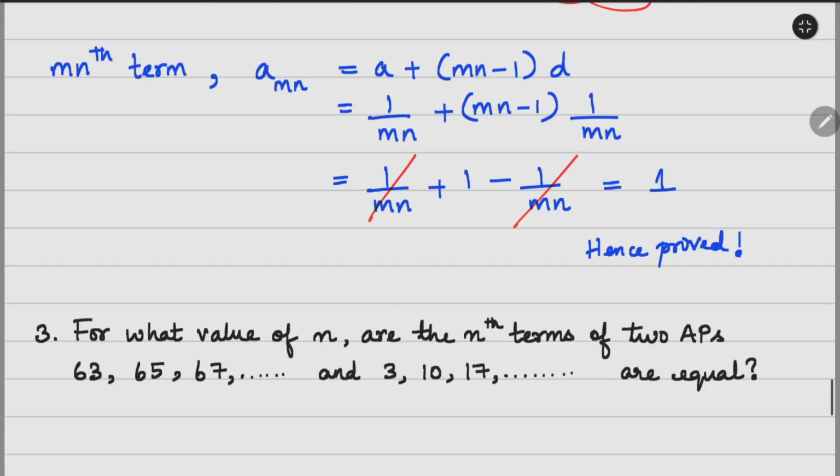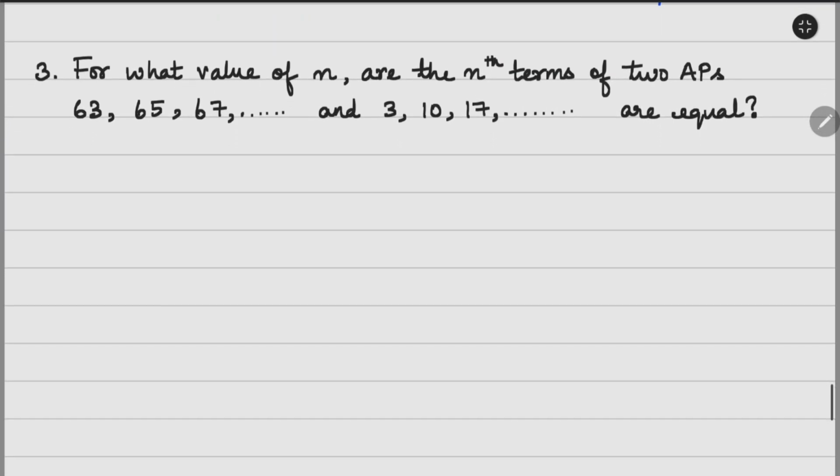Let's move on to the third question. Here it is. For what value of n are the nth terms of two APs, 63, 65, 67 is one AP and 3, 10, 17 are equal. So for what value of n are the nth terms equal? So at some point, one of the terms of the first AP and the second AP has to be equal. So what is that nth term of the two APs which are equal? Right? Same. So let us calculate.